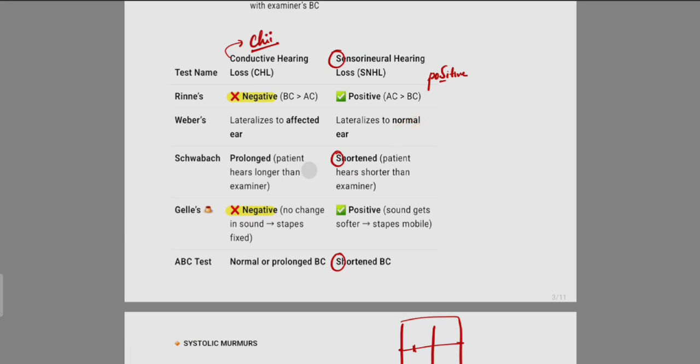But in the exam, just in case we forget, we also know it is CHL. It goes to the affected ear only. जहाँ खराब हुआ है वहीं जा रहा है वापस. So that is why Weber's test is CHL.